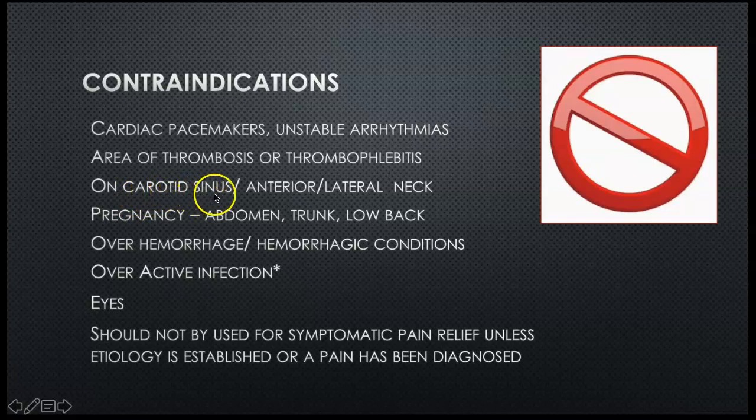We don't put electrodes over the carotid sinus, which is on the anterior lateral neck. Your vagus nerve is there. We don't want to stimulate the vagus nerve because it has a lot to do with heart rate and other things, and so we don't want to really mess with that autonomic nervous system. Pregnancy, you got to be careful. It's not that you can't use it on pregnant women at all. You just can't do it around the fetus. So you can't do it on the abdomen, or on the trunk, or the low back, anywhere that it might affect the baby.